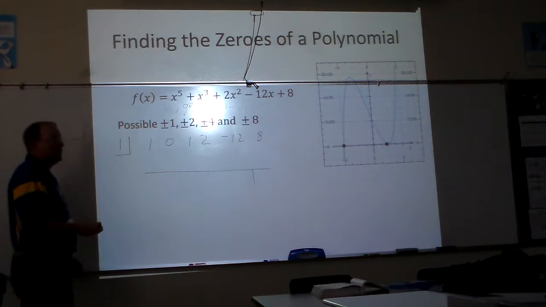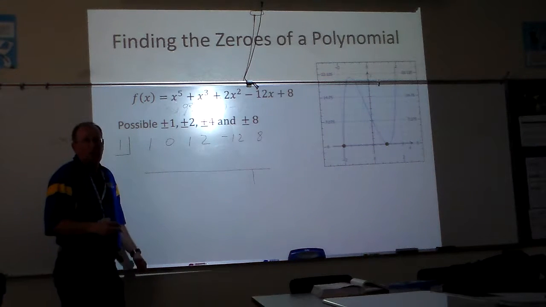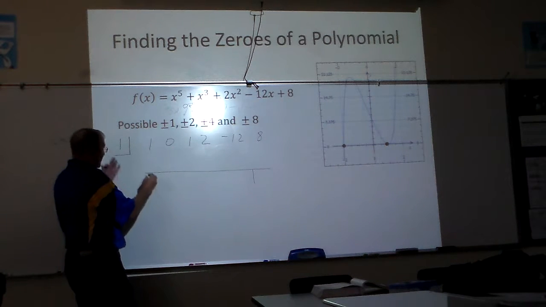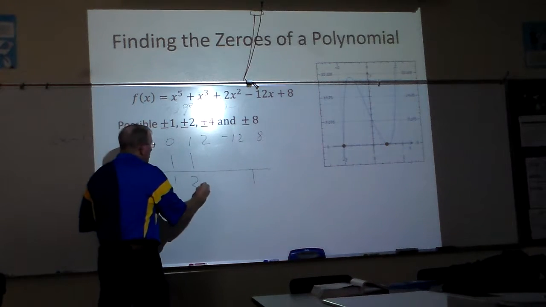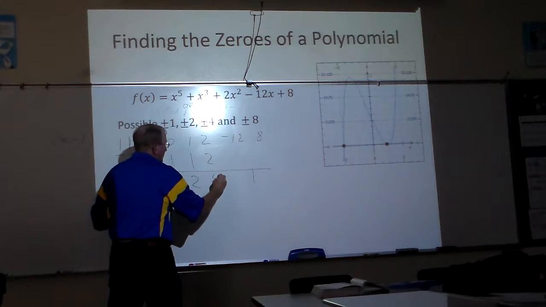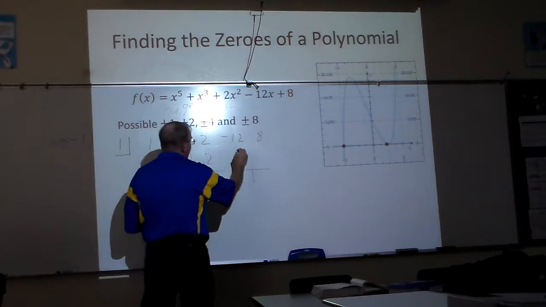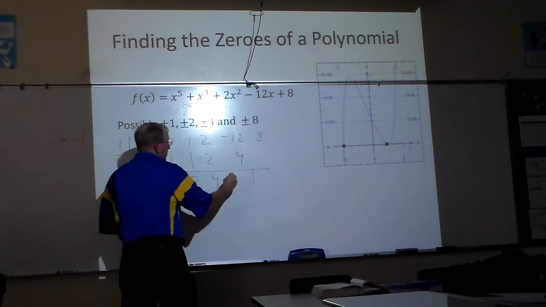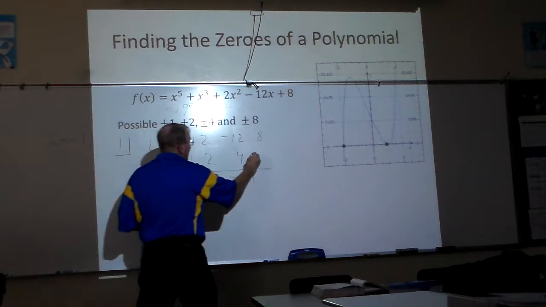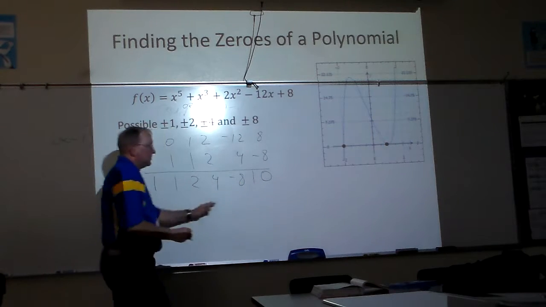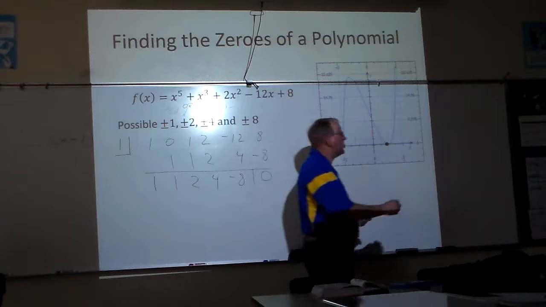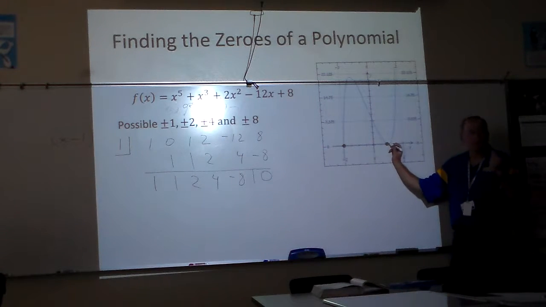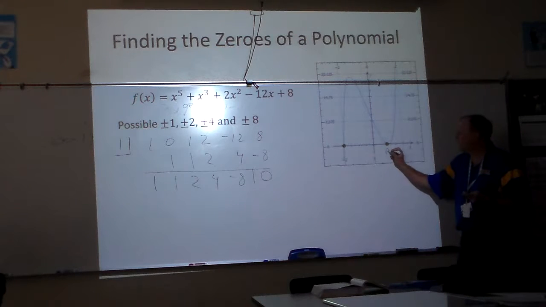And the first thing you do, remember Johnny Cash, right? Down, down, down. There you go. And 1 times 1 is 1. Add these together, 1. 1, add these together, it's 2. 1 times 2 is 2. Add those together, it's 4. 1 times 4 is 4. Negative 12 plus 4 is negative 8. 1 times negative 8 is negative 8. And it did make 0. So I know x minus 1 is a factor. I also know x minus 1 is a factor, not once but twice, because it did perform what I call a bounce right there.